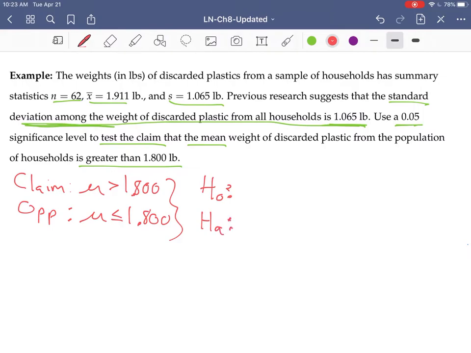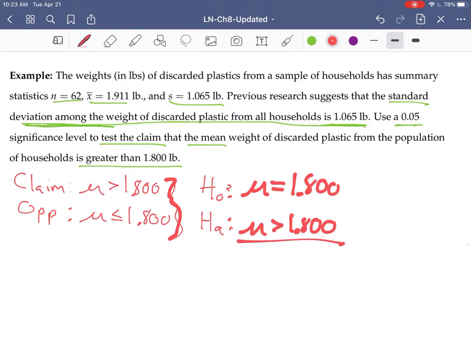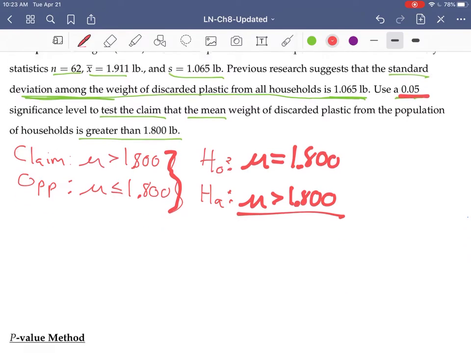So our null hypothesis is the mean is equal to 1.800, and the alternative is that it is greater than 1.800. So that alternative hypothesis, we identify it as the one of these two things that does not include equals, so in particular, it is coming from the claim. The alternative hypothesis is the claim. All right, so we have our null, our alternative hypothesis. Our significance level that we're going to use is 0.05.